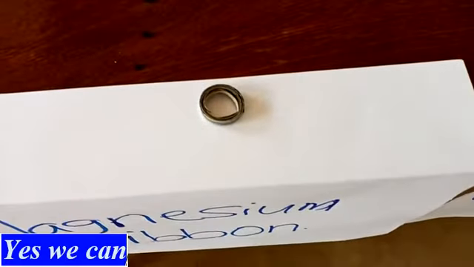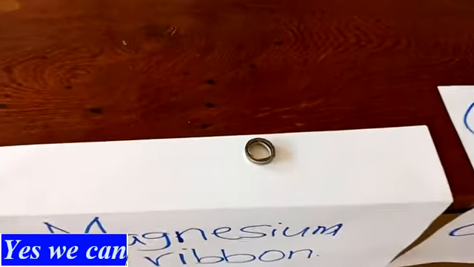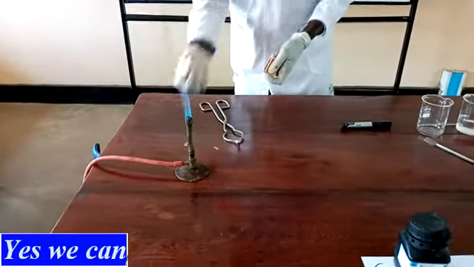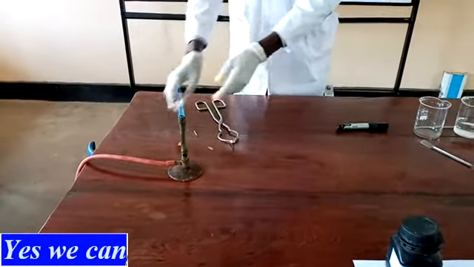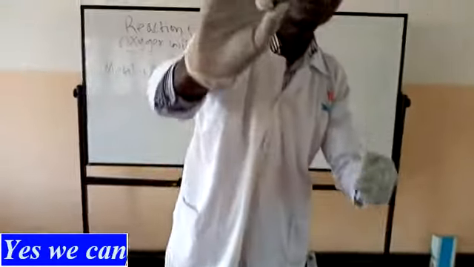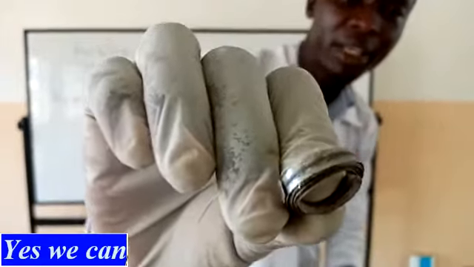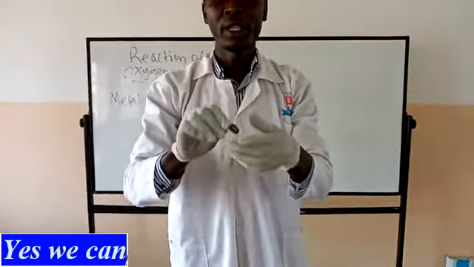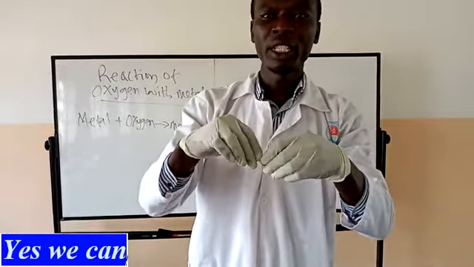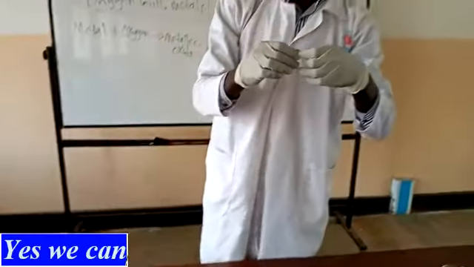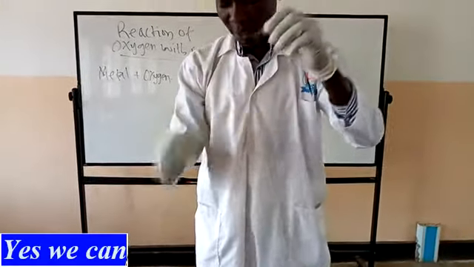So, I'm going to put on the Bunsen burner. Light the Bunsen burner. Good. Then, magnesium is here. This is called magnesium ribbon. Can you see the color? Good. Now, I want you to note the color of the flame with which magnesium burns and the color of the product. So this is magnesium.